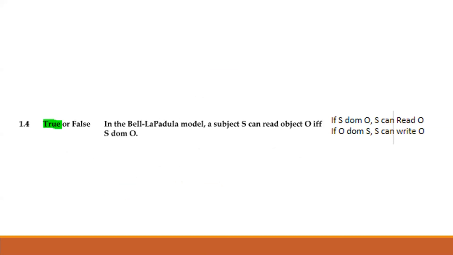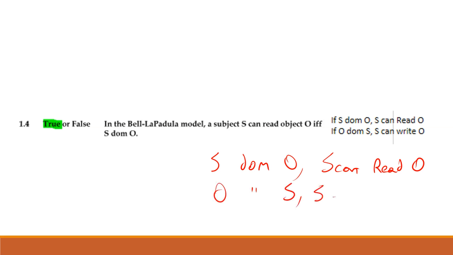In the Bell-LaPadula model, a subject S can read object O if S dominates O. That is true. When S dominates O, S can read O, but when it's the reverse, so O dominates S, S can write O.